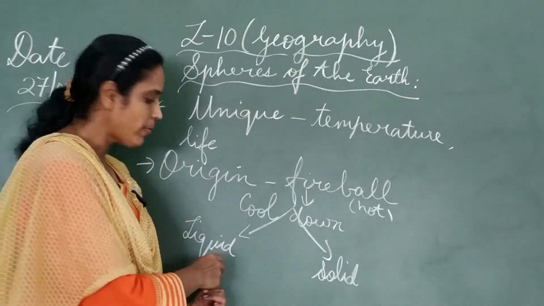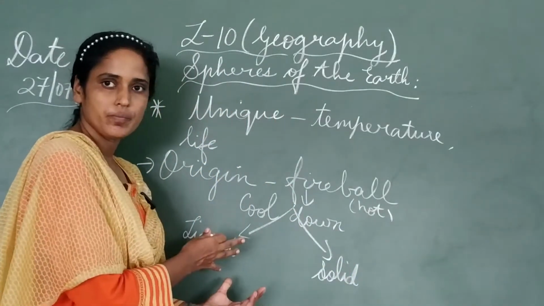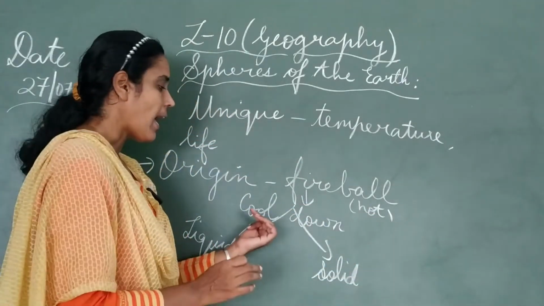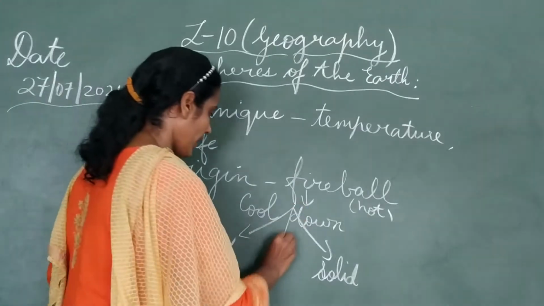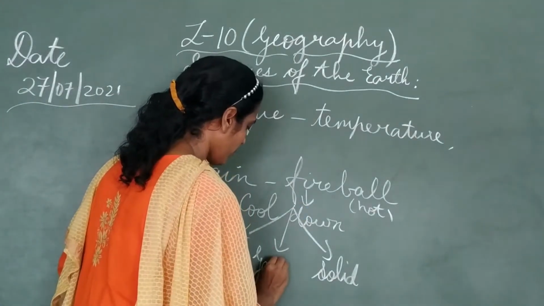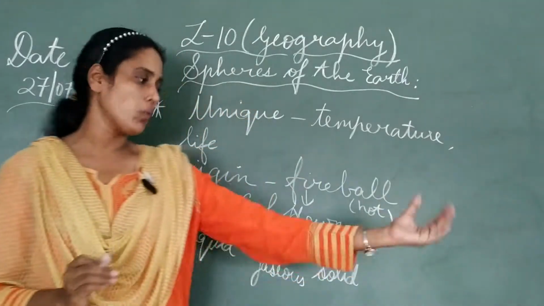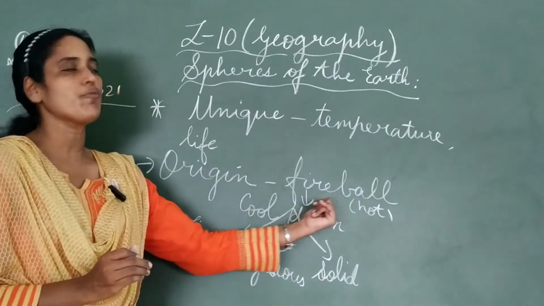So it's very easy to simplify. Liquid matter means what? Water. Solid matter means what? The land surface on which we are existing. And then the gaseous matter. That is which one, students? The air which we are breathing. So gas, the gaseous form. So three matters came into existence due to the cooling down of this fireball.